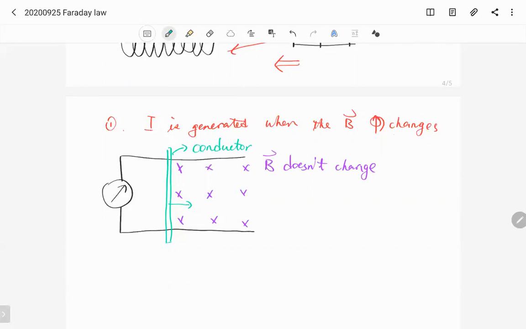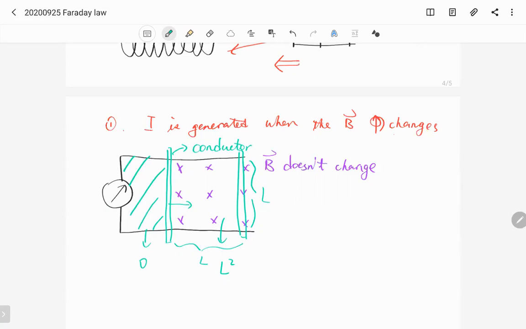So when the rod is here, the magnetic field area inside the circuit is zero. Right? There's no magnetic field inside the circuit. But when this conductor rod moves to this end, then the magnetic field area inside the circuit will become this length multiplied by this length. That will be length squared. That's the area. And when this conductor rod is moving, we do see the current inside the current meter. So if there is a needle in the current meter, then the needle will change direction. Then it demonstrates there's a current inside the circuit.